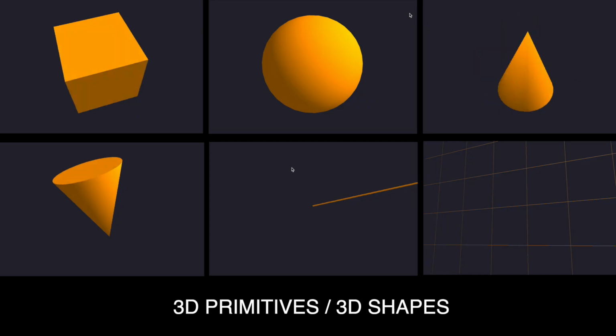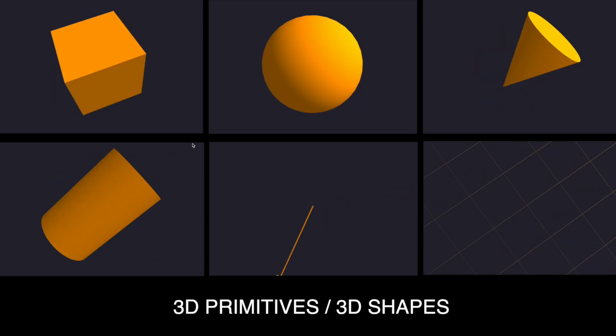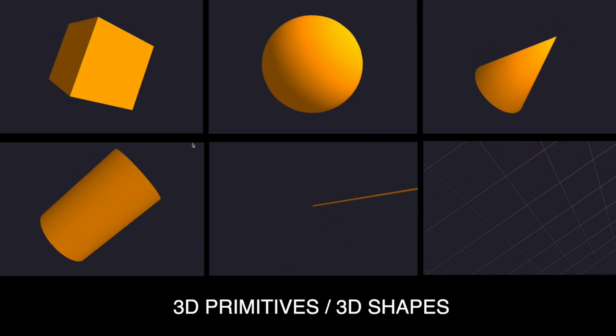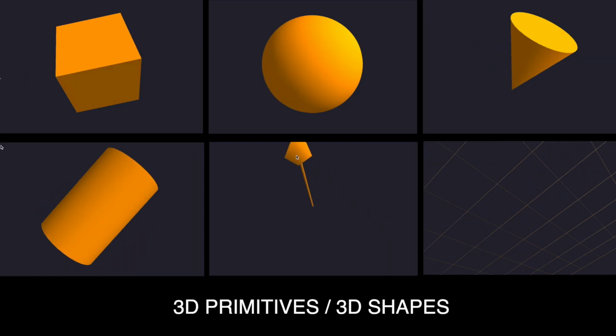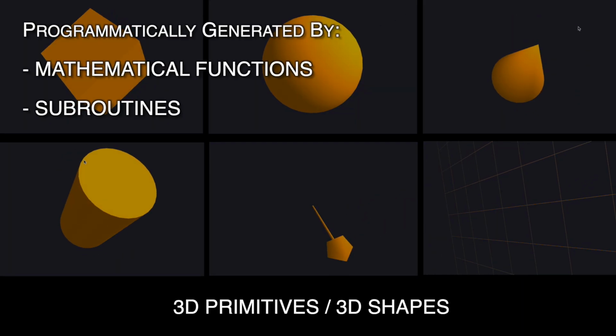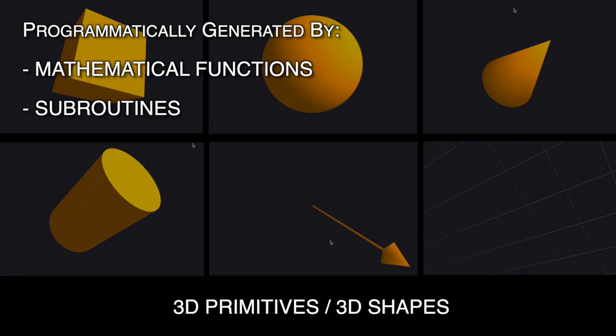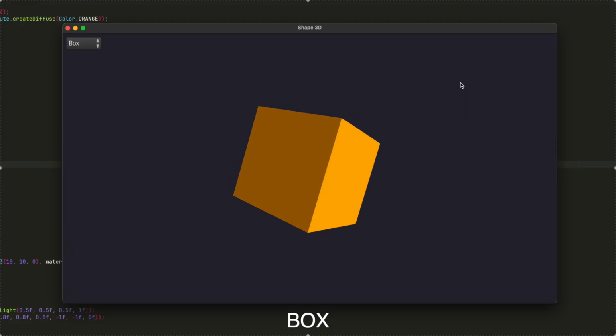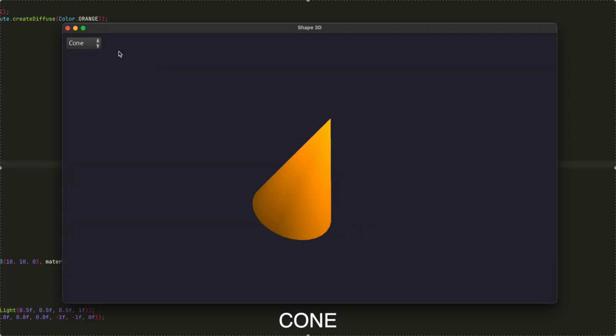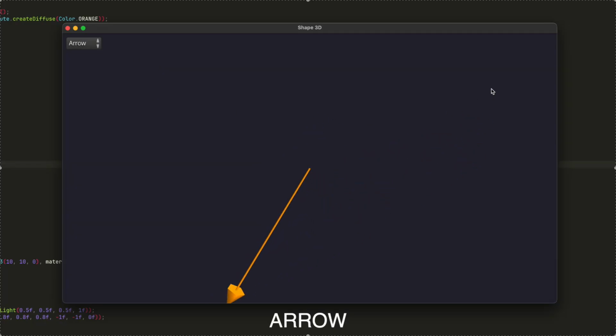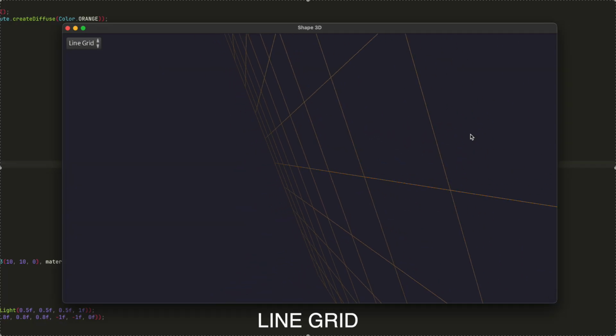Let's talk about 3D primitives and why you should know about them when making 3D games in libGDX. libGDX provides a set of built-in 3D primitives, or 3D shapes, which are programmatically generated models using mathematical functions and subroutines to create the model vertices on the fly. The most common shapes are the box, sphere, cylinder, and cone. Additionally, libGDX also provides the arrow, capsule, and the LineGrid.